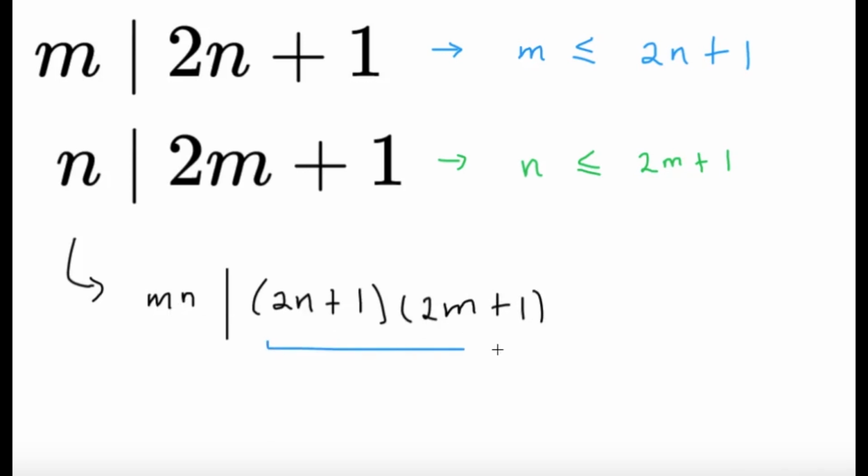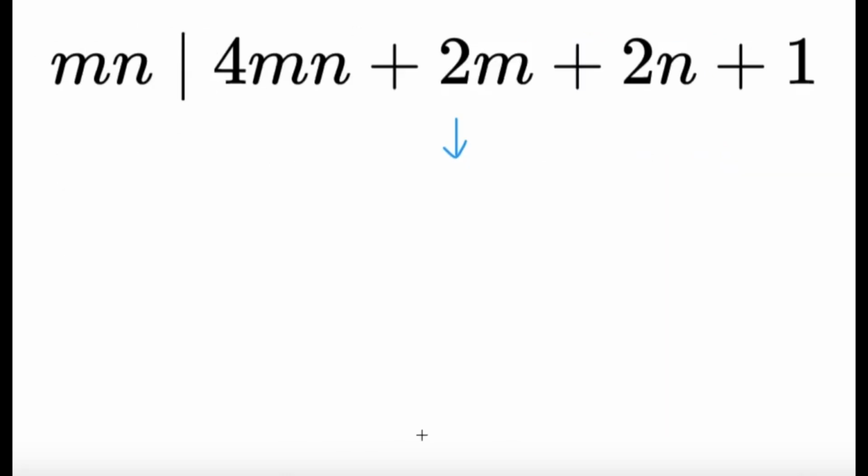Now, let us try to expand this and see what we can do. We're going to get 4mn plus 2m plus 2n plus 1. Since mn divides 4mn plus 2m plus 2n plus 1, and the 4mn part is already a multiple of mn, we can ignore that part. We can just say that mn is divisible by 2m plus 2n plus 1. So technically here we have the first, the second, and then the third divisibility.